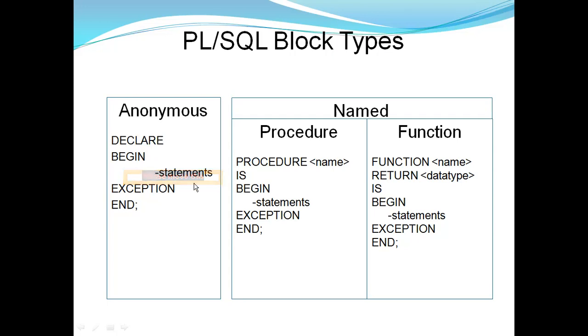Simple. And begin we have already discussed. The executable part starts, then exception handling, and end. So writing a block is the same whether it's anonymous or named. Basically we have two types of blocks: one is an anonymous block, and the second is a named block. I hope this much is clear to everyone.